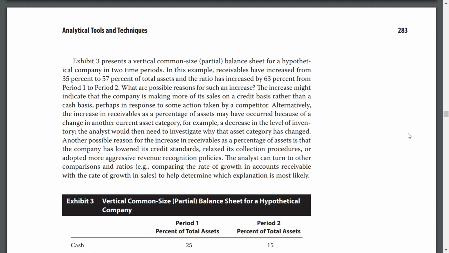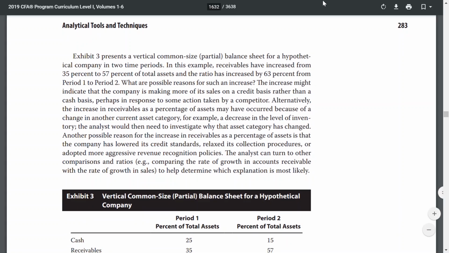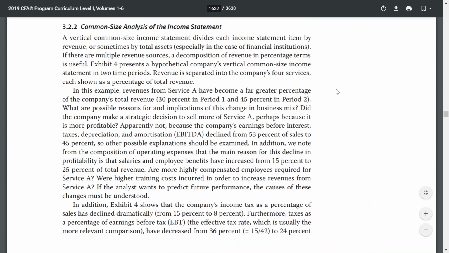Another possible reason for the increase in receivables as a percentage of assets is that the company has lowered its credit standards, relaxed collection procedures, or adopted more aggressive revenue recognition policies. The analyst can turn to other comparisons and ratios to help determine which explanation is most likely. Common size analysis of the income statement.